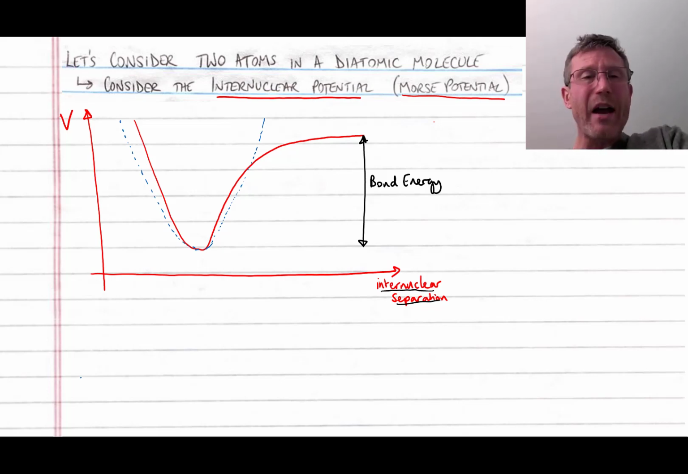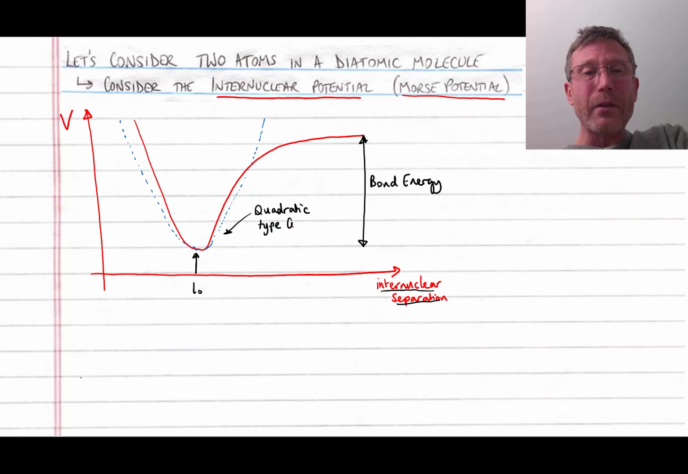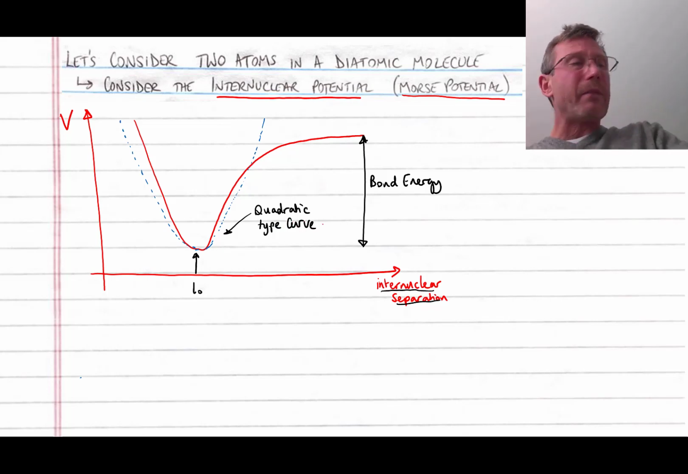And then we're also going to have what we're drawing here. This is supposed to be a curve at the bottom. It's actually going to be a quadratic at the bottom in here, but we're going to say that this position here is L0. And so down in here, at least, we expect something like a quadratic type curve at the bottom.